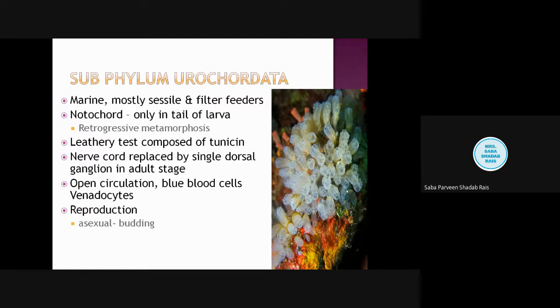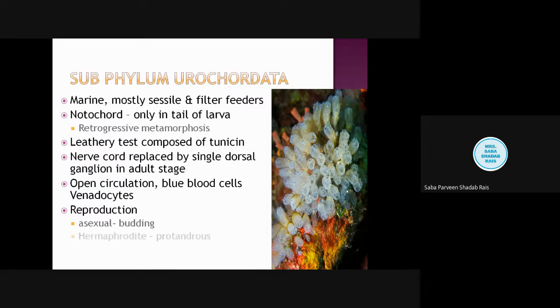And at some stage, this bud detaches from the parent body, settles on the substratum, and develops into the entire organism. That type of reproduction is asexual, because the second partner is not involved. It is nothing but an outgrowth of the parental body, and this bud develops into the entire organism. So asexual reproduction in the Urochordata occurs by budding.